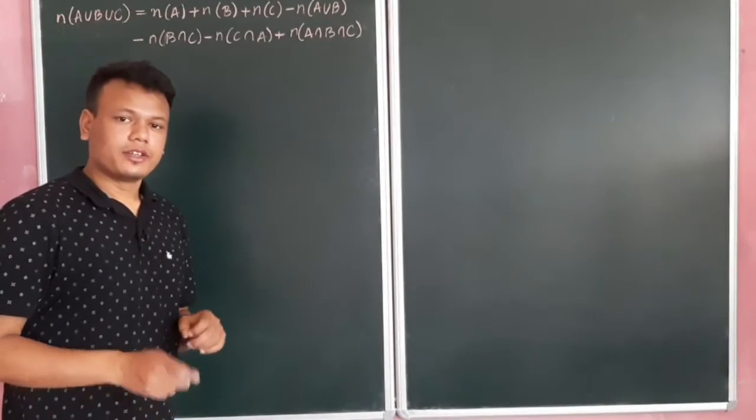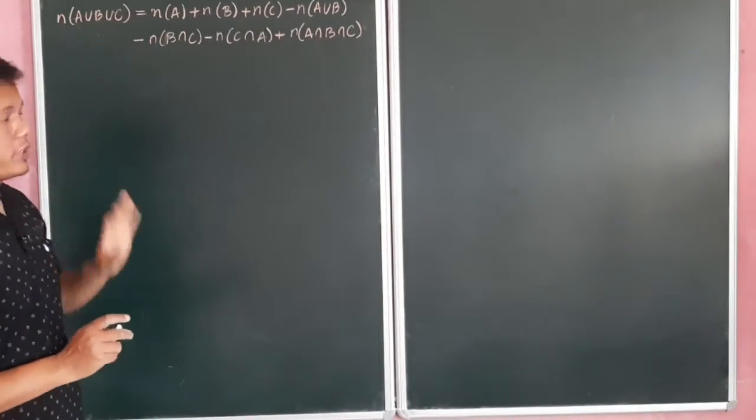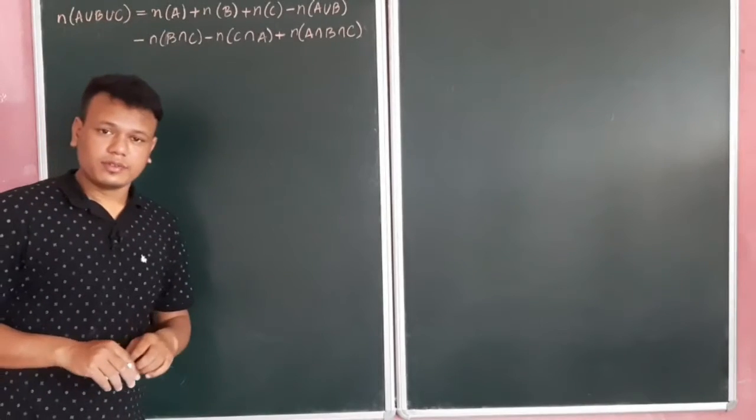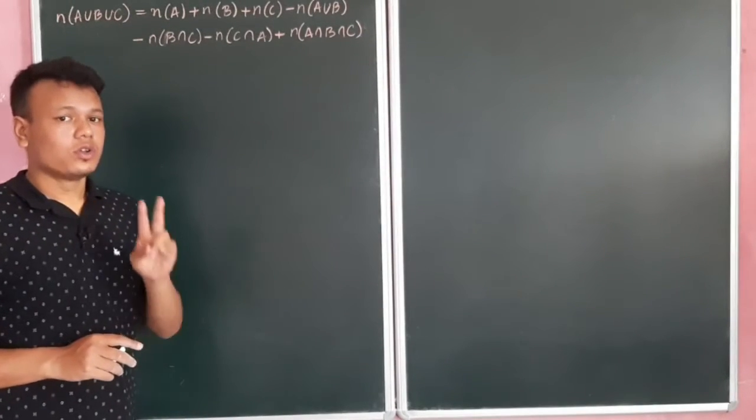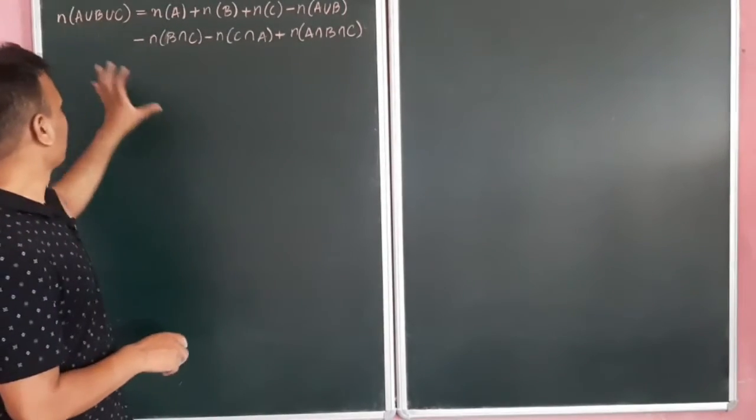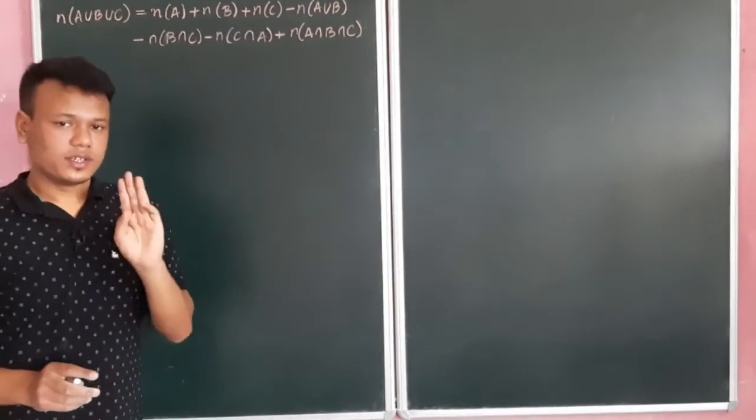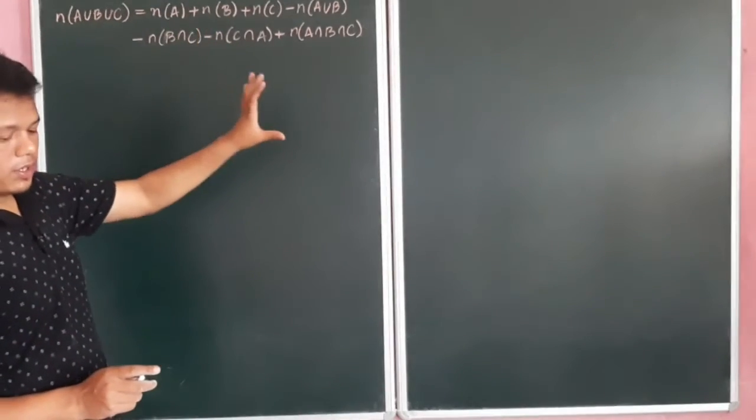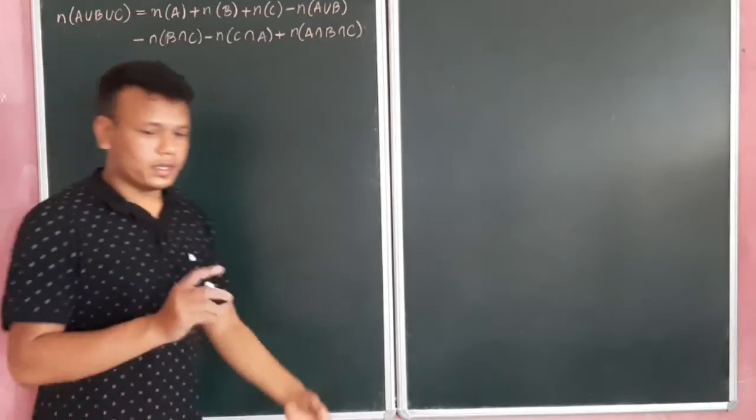Now let's take the problems based on this particular formula. So basically, till now whatever problems we have seen, there we have made use of only two sets. In this formula you will see that there are three sets present: A, B and C. Okay, so let's try to apply this formula in our word problem.